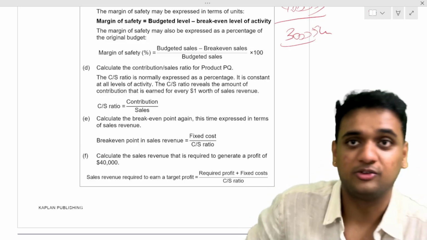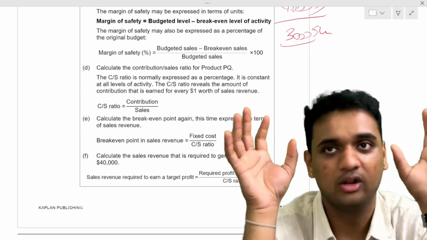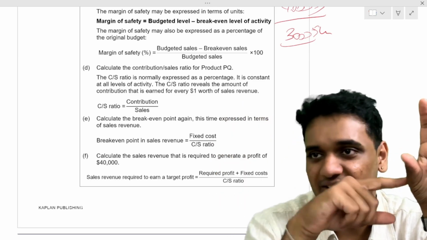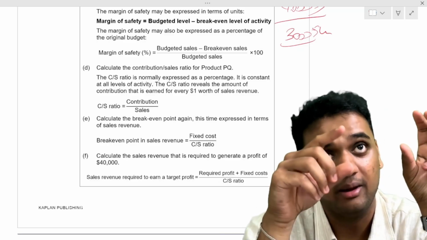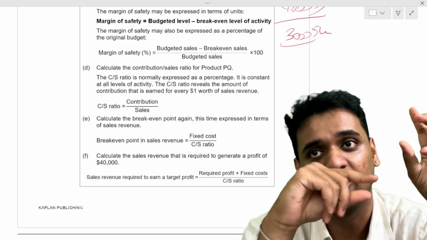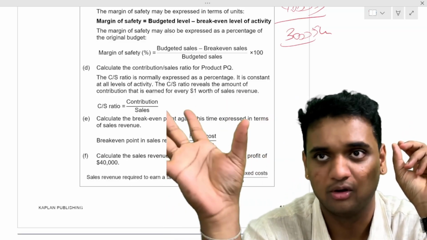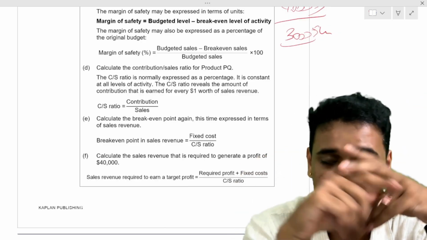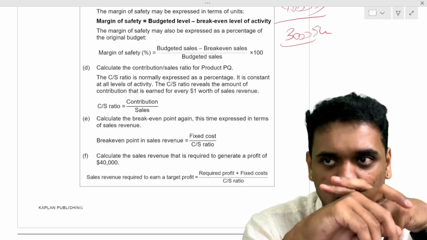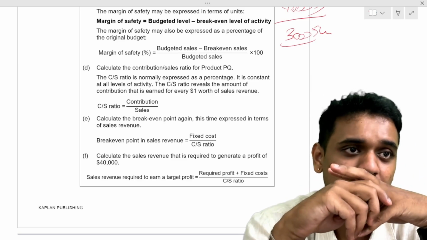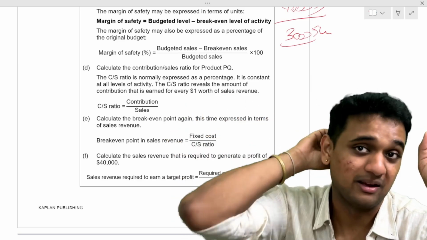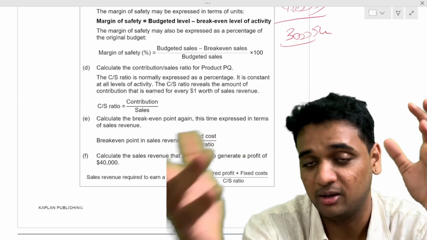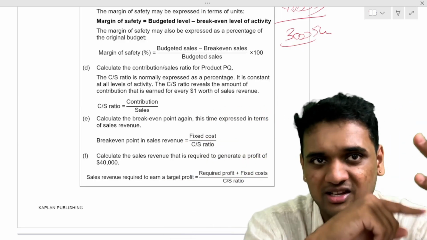So for break-even point, what are the two formulas we saw? Break-even units and break-even in amount. Break-even units is fixed cost divided by contribution per unit. Break-even point in amount, using the old formula, is units into sales amount, or using the new formula, fixed cost divided by CS ratio. CS ratio formula is contribution by sales into 100. Margin of safety formula is total units minus break-even units. If they ask in percentage, margin of safety units divided by total units. Break-even point in percentage is break-even point units divided by total units.